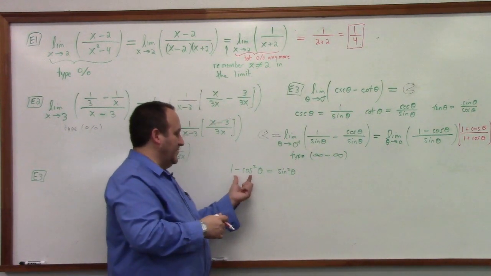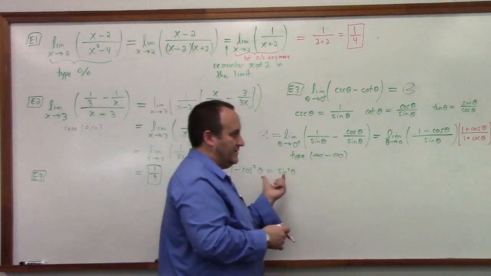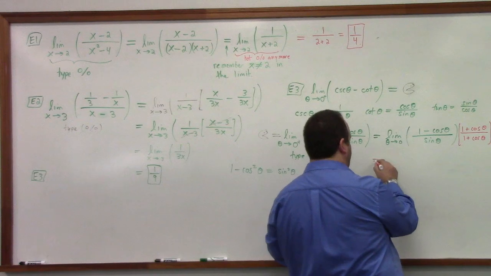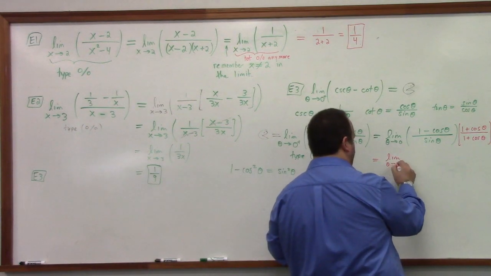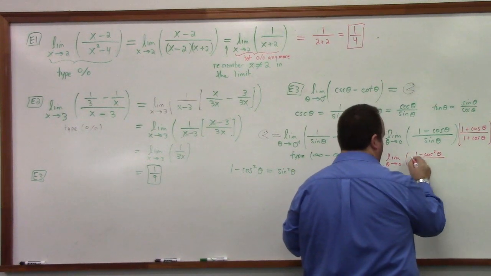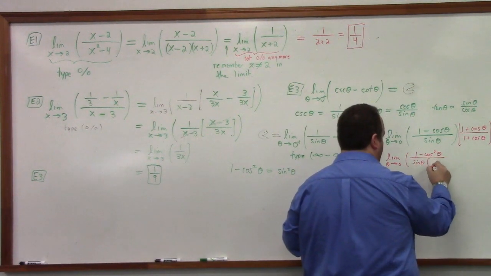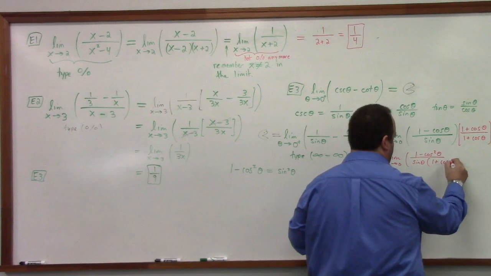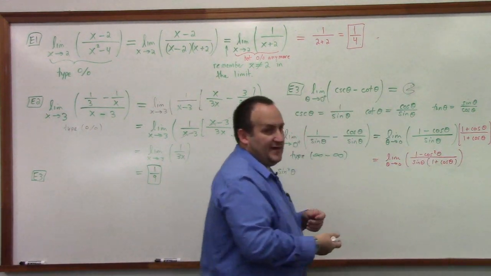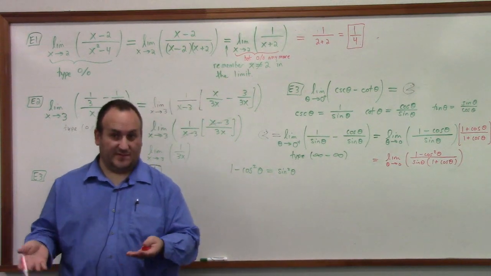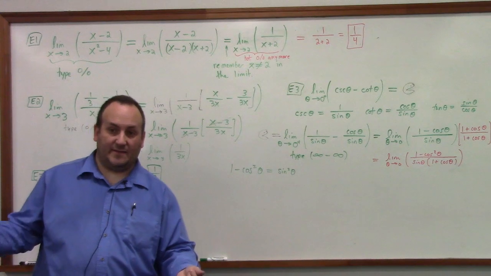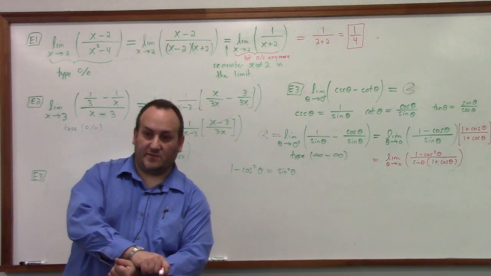When I multiply this, that gives us 1 minus cosine squared theta upstairs, right? Why would we just randomly multiply by 1 plus cosine? Because you guys told me that, to make it 1 minus cosine squared theta, because then that is sine squared theta, and that will allow us to eliminate the sine theta in the denominator, which is the troublemaker.